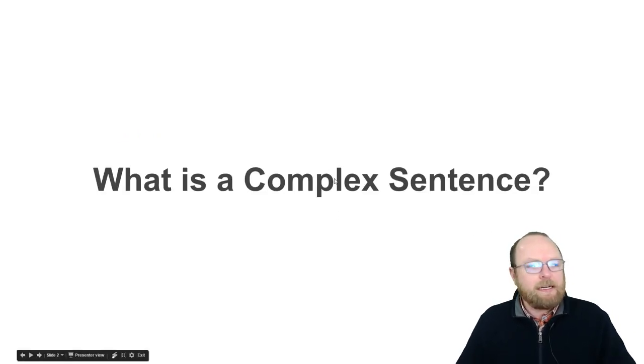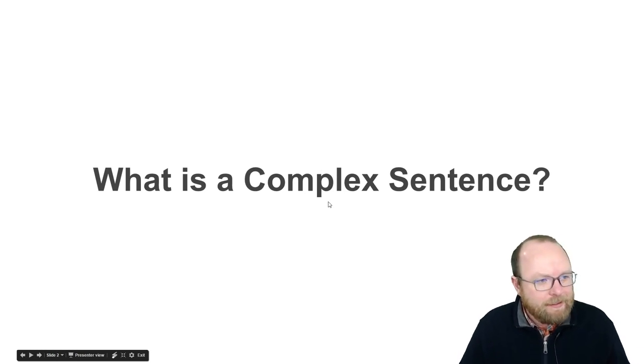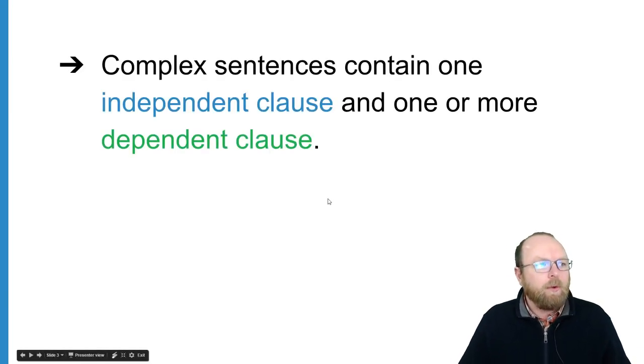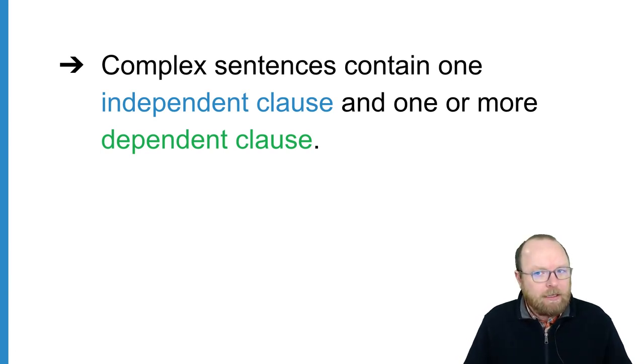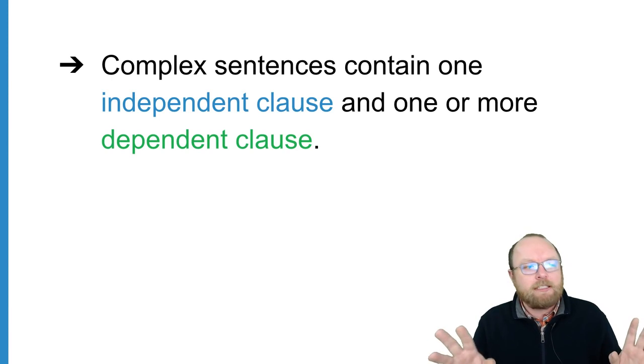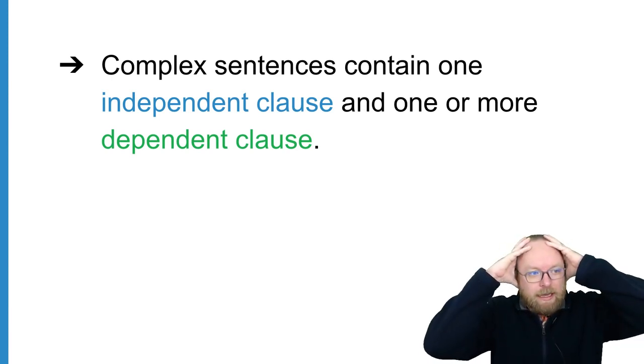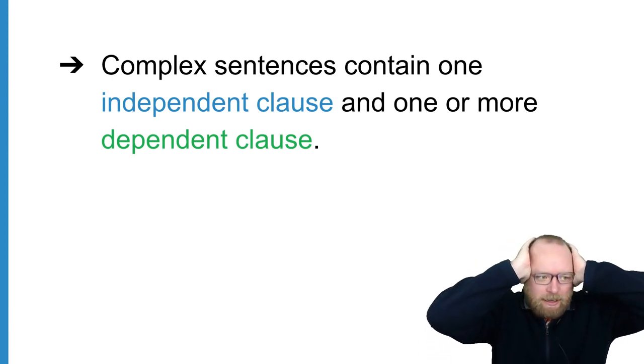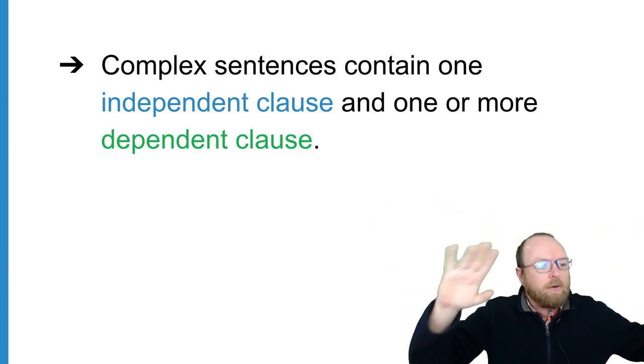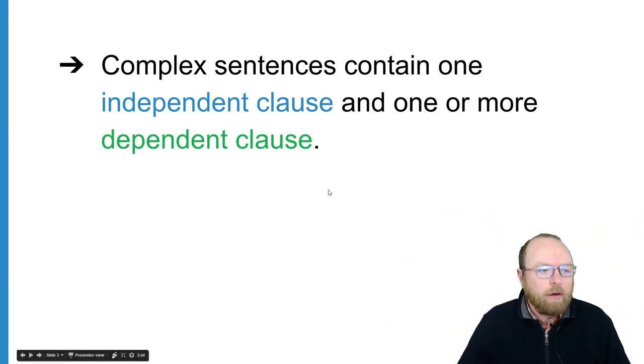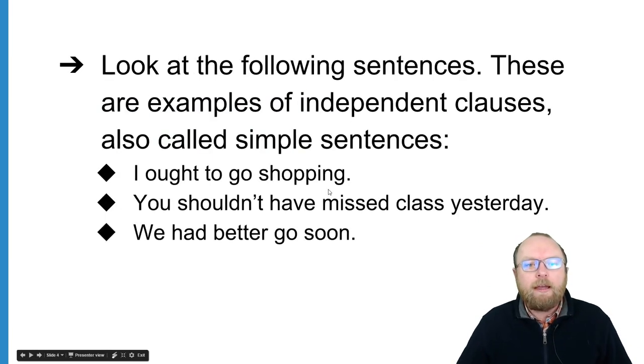Here we go. What is a complex sentence? Well, complex sentences contain one independent clause and one or more dependent clauses. Now, right now, many students are like, what? What is that? What's an independent clause? What's a dependent clause? Don't worry, we will explain this, okay?